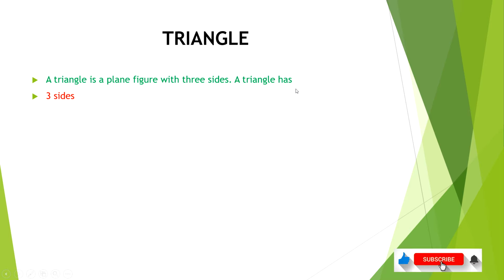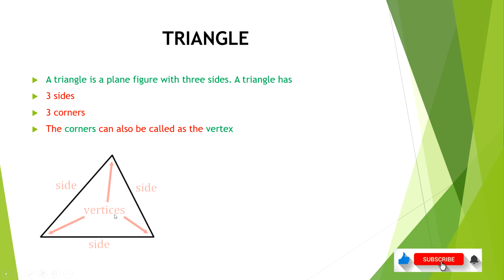So we can say a triangle has 3 sides, 3 corners, and the corner can also be called a vertex. So yes, we can call a corner a vertex as well. Here I have written vertices, so this can be called a corner, or this can be referred to as a vertex. And here is side 1, side 2 and side 3. As we mentioned, there are 3 sides, so this is side 1, 2, 3. So a triangle has 3 sides.